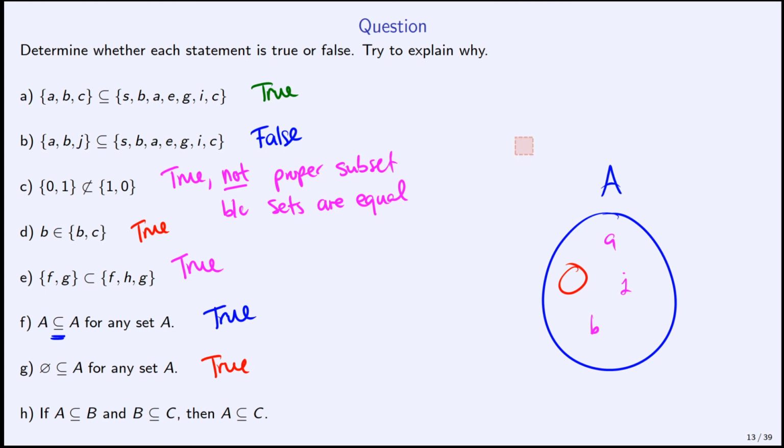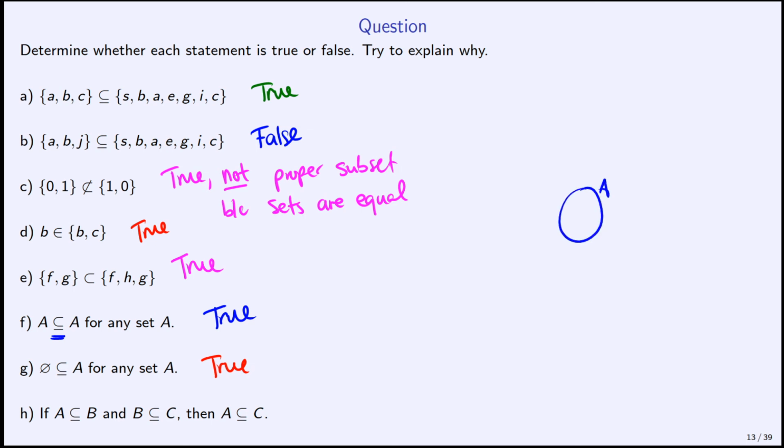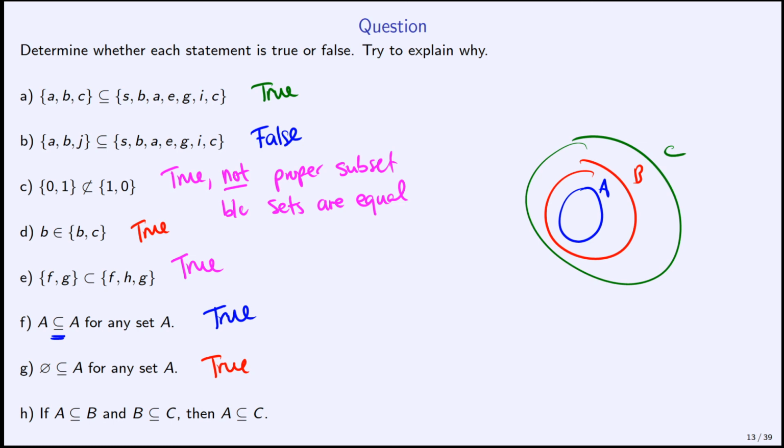Finally, the last question. If A is a subset of B and B is a subset of C, then is A a subset of C? Okay, let's try this. So we have a set A, and this is within a set B. We have a set B, and this is going to be a subset of C. So C will be larger, or it might be the same size as B. Is A in C?